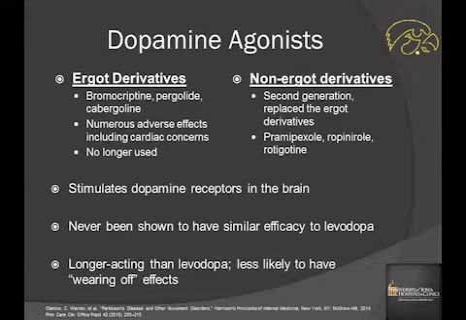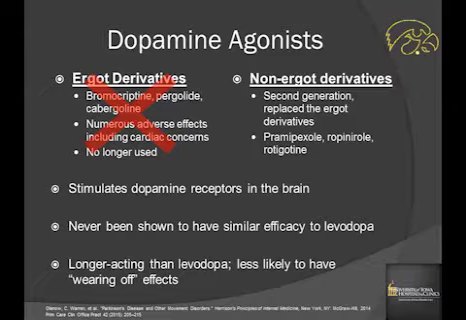The next class of medications that we'll talk about are the dopamine agonists. So the old dopamine agonists are the ergo derivatives, and we do not use those anymore because they were very poorly tolerated. So we're going to talk about the non-ergo derivatives, and these are the newer ones like pramipexole, ropinirole, and rotigotine.